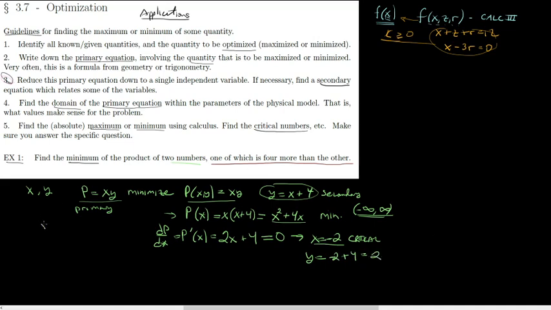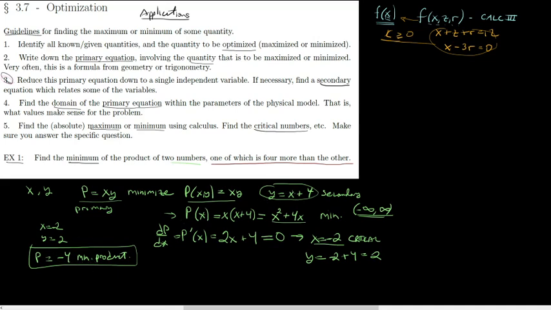So there you go, right? x is negative 2 and y is positive 2. And so what's the product? The product, x times y, negative 2 times 2 is negative 4. So this should be the minimum product. Does that make sense? If I take any two numbers, one of which is 4 more than the other, and I multiply those two numbers together, the smallest number I can get is negative 4 for that product.